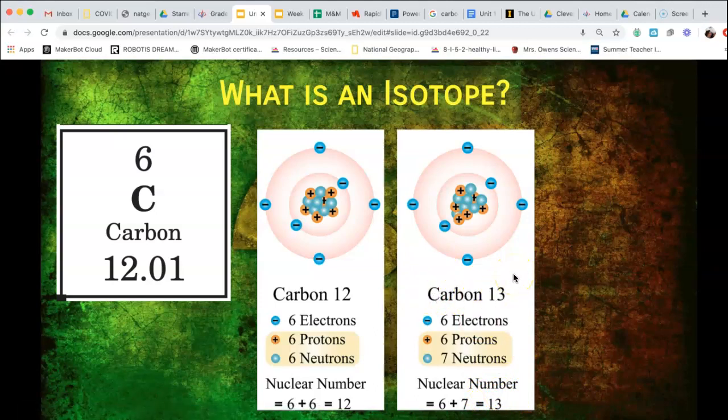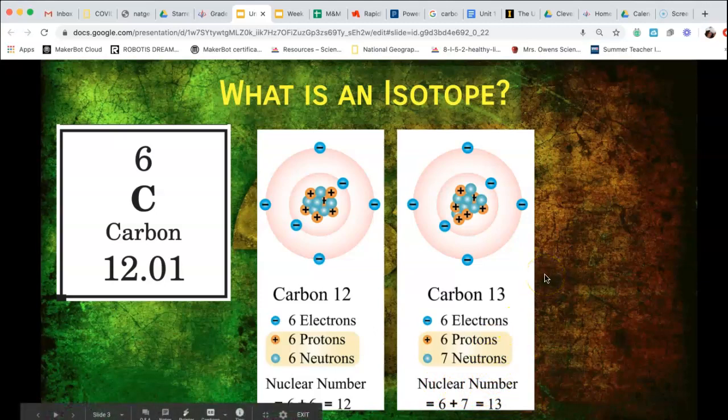In addition to being able to look at the information on the periodic table to find the mass number, which in this case would be 12 for carbon, the mass number equals the amount of protons plus the neutrons. So in the case of carbon 12, we have 6 protons and 6 neutrons, so that means our mass number is 12. But if we look at carbon 13, our nuclear number here is going to be 13 because we have 6 protons, but we have 7 neutrons. So in order to find the mass number, or the nuclear number as it refers to it here, that's going to be adding the protons plus the neutrons.